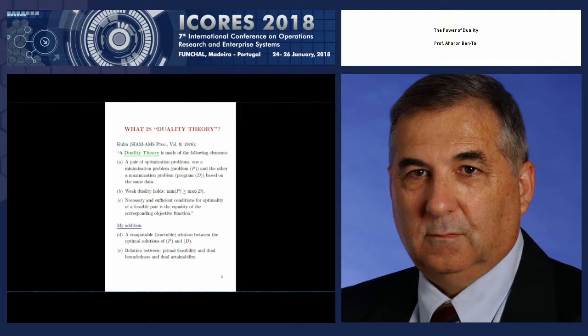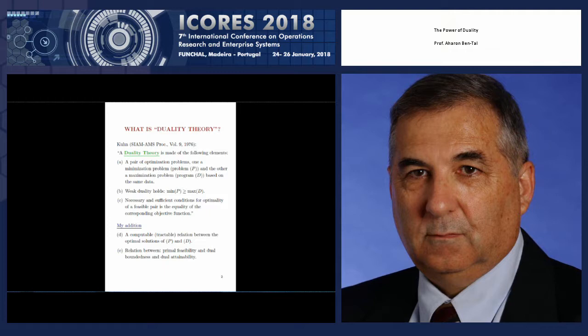The properties of the pair are: there is always a weak duality. The min is always bigger or equal to the max of the dual. And a necessary and sufficient condition for optimality of a feasible pair is the equality of the corresponding objective functions.